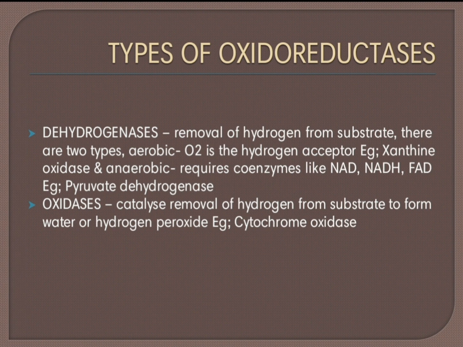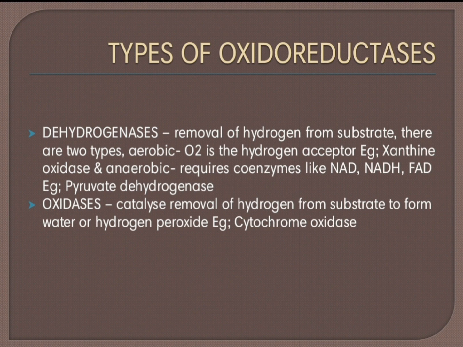The first one is dehydrogenases. It is the removal of hydrogen from the substrate. In this there are 2 types. First one is aerobic dehydrogenases. In this, oxygen is the hydrogen acceptor. For example, xanthine oxidase. Another one is anaerobic dehydrogenases. This requires coenzymes like NAD, NADH and FAD. Example, pyruvate dehydrogenase.